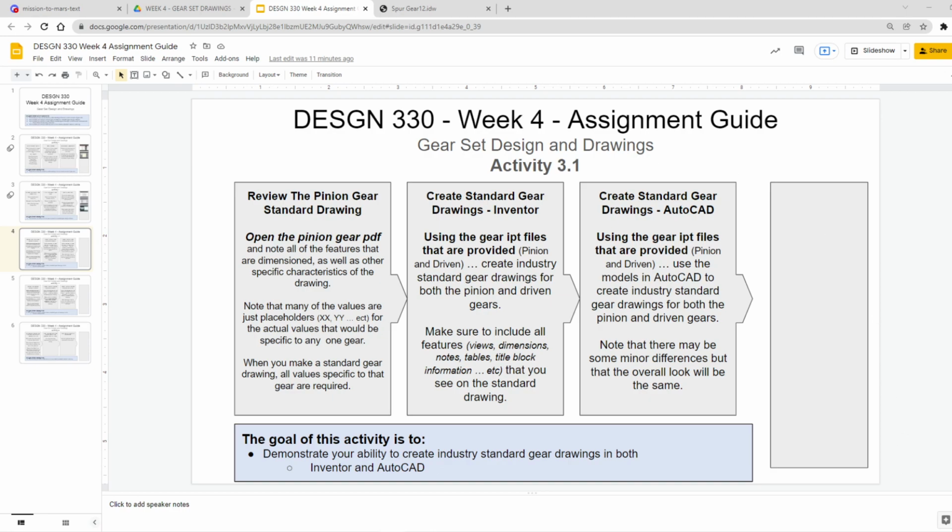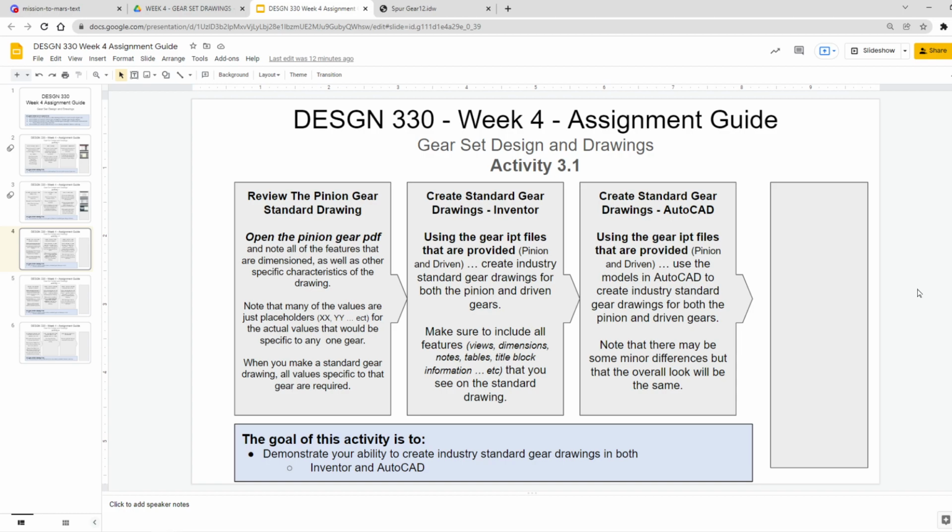Let's now take a look at the first part of Activity 3, Activity 3.1, which is to make some gear drawings. Now, this first part is really super, super important. You're going to review a standard drawing or what's called a representative sample. And many design shops and engineering offices use representative samples and say, okay, make yours look like this.